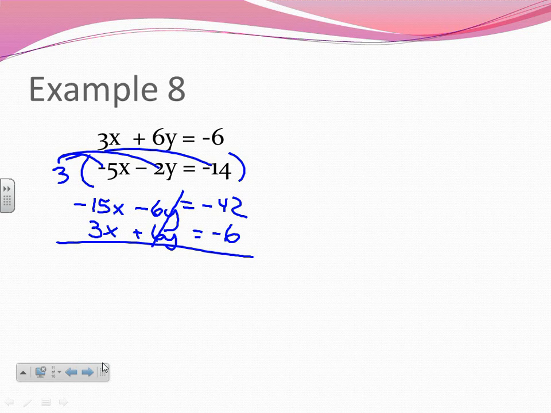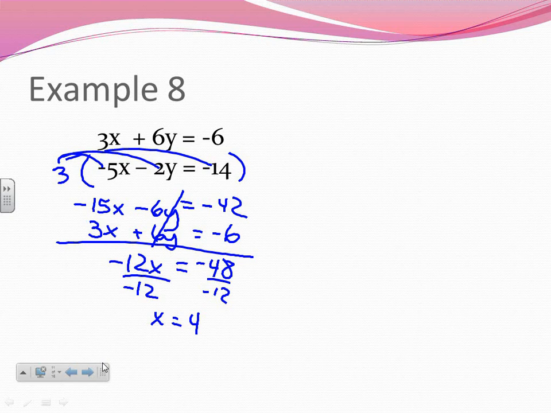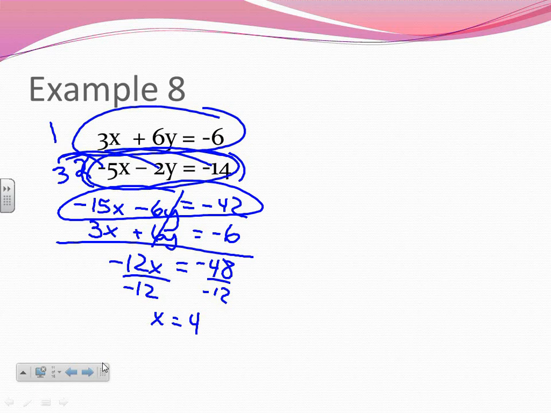These will cancel. This should give me -12x. -42 and -6 gives me -48. And when I divide by -12, x is going to equal +4. Any questions about that? To figure out what x is, I can plug into door number 1, original door number 2, or new and improved, but the same thing as door number 2, but slightly bigger, door number 3. It doesn't matter. The top one would be door number 1, the second one would be door number 2, and then the next one would be door number 3.